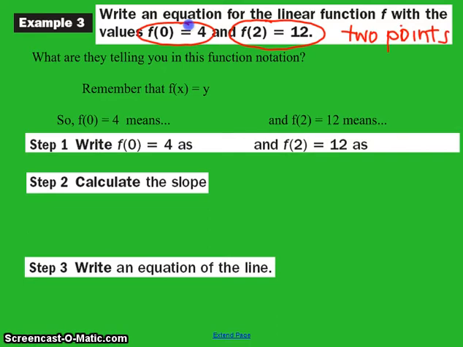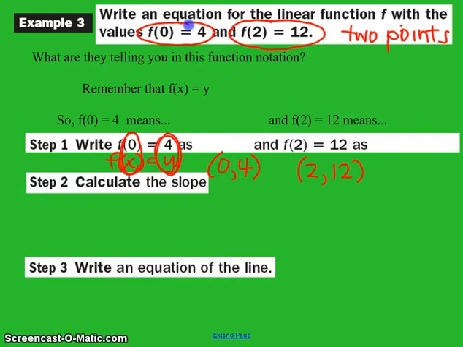Remember that f of x equals y. So if I write f of x equals y, right in line, the function of this input value of 0 gives me the output of 4. So when 0 is the input, or the x, the output is 4. If I'm looking at f of 2 equals 12, that means the function of 2, or the function with the input of 2, gives me an output of 12.